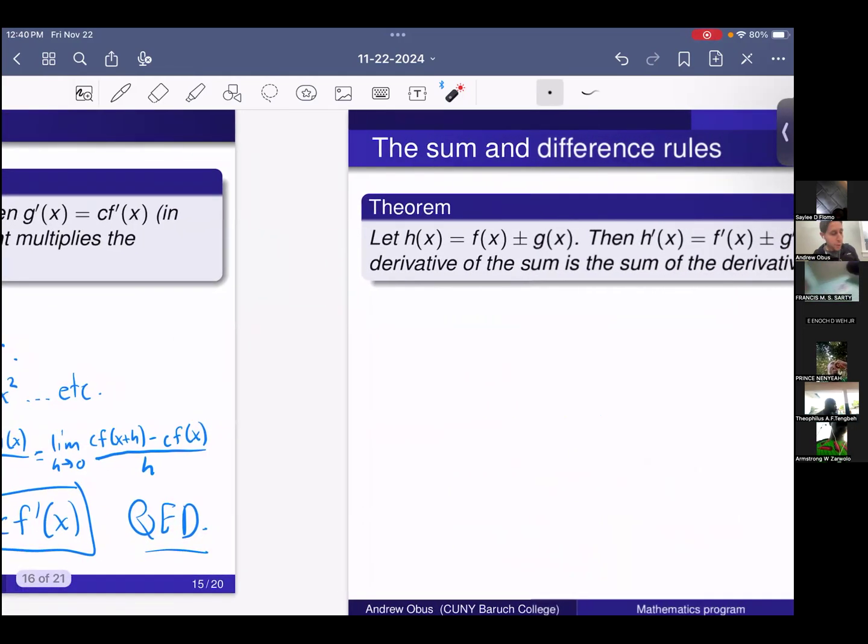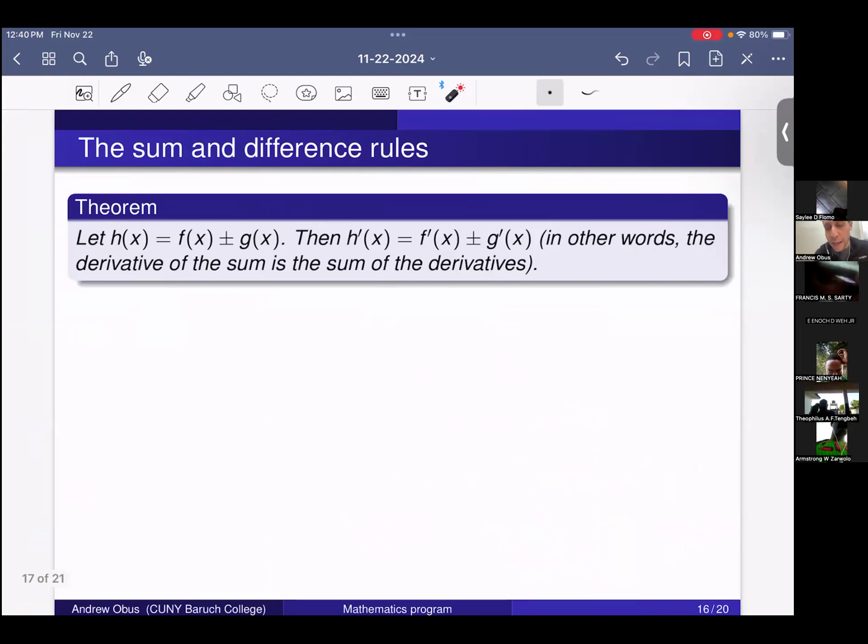Okay, so 2 more basic rules. These are going to be all the rules we have for today, and then we'll see how we apply them. So let's say we have 2 functions, f of x and g of x. And let's say that h of x is either their sum or their difference. I have this notation here that's plus minus. So it just means that this works for plus and it also works for minus. So if h of x is f of x either plus or minus g of x, then h prime of x is f prime of x plus or minus g prime of x.